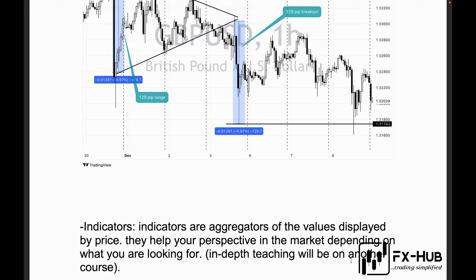Indicators are aggregators of the values displayed by price. I'm not going to be giving an in-depth teaching on indicators on this very course. Indicators actually help your perspective in the market depending on what you are looking for. So an in-depth teaching on indicators will be on another course. For now, I did everything I can to make sure that this course is as condensed as possible.